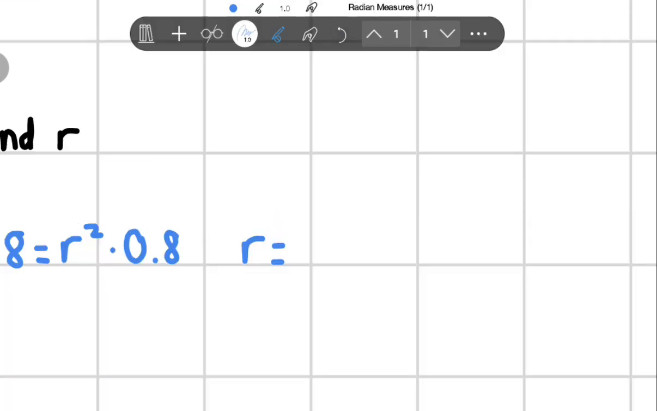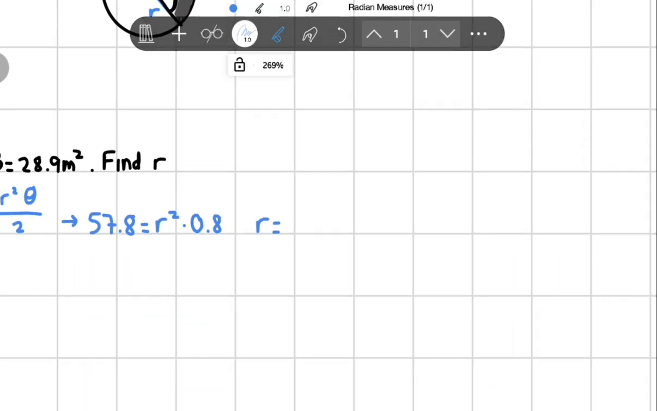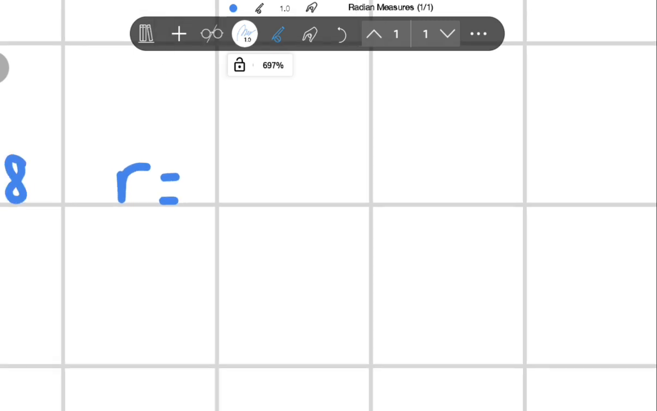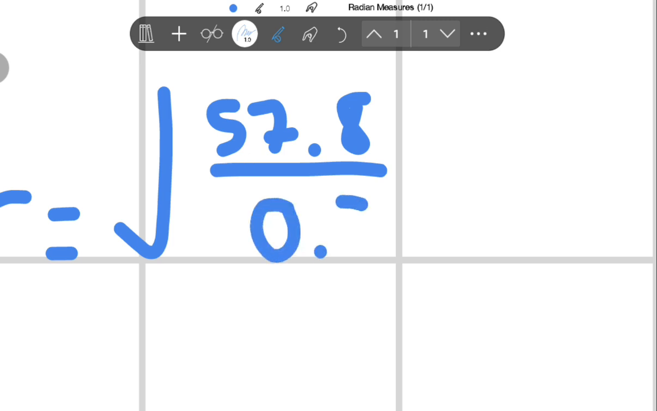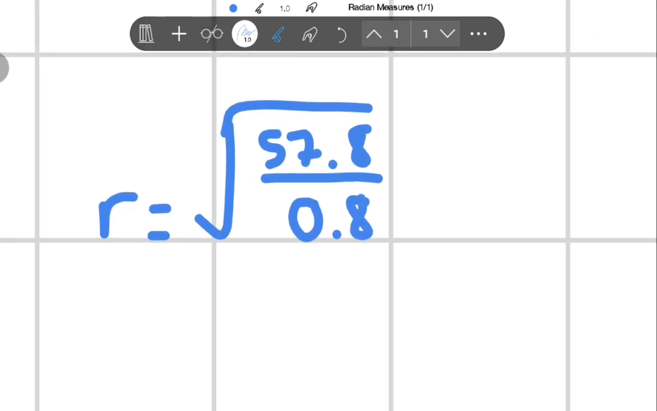So yeah, as I was saying, we're only going to take the positive. So in the end, R is going to equal root 57.8 over 0.8. So that's going to equal 8.5.